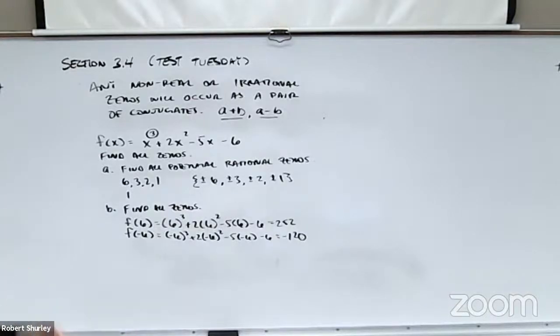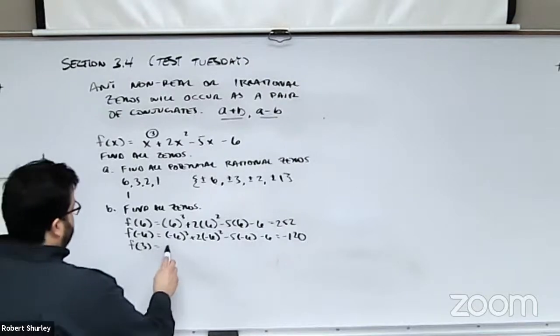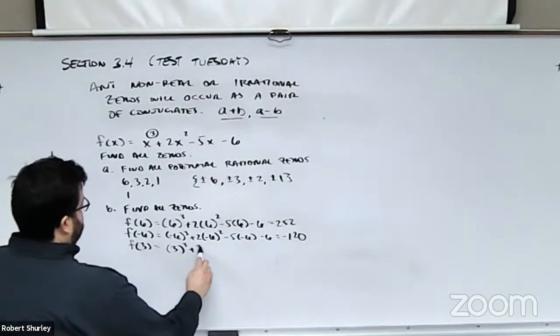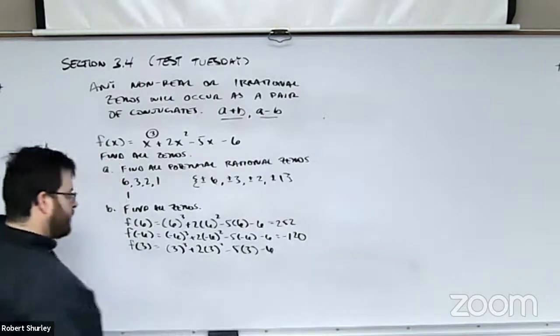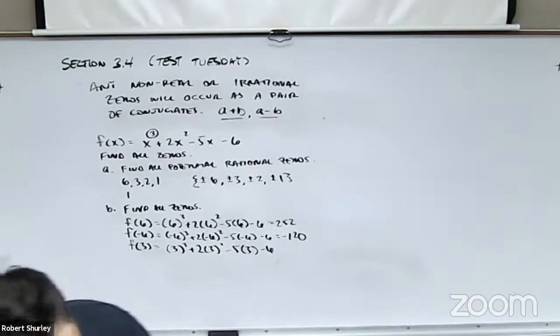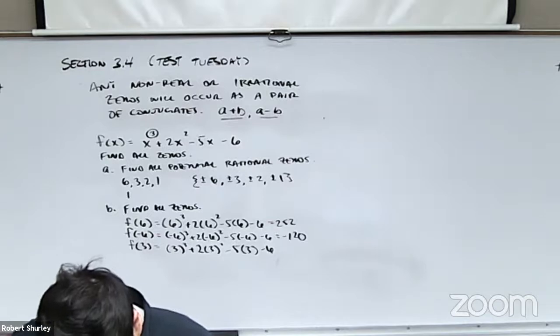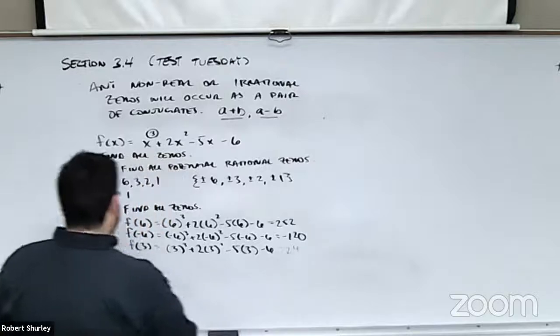So let's check out 3. We've got 3 cubed plus 2 times 3 squared minus 5 times 3 minus 6. So let's see here. 3 cubed is 27 plus 3 squared is 9 plus 18, minus 15, minus 6. Nope. I thought that was one of them. I guess I was wrong. Yeah, I'm wrong. That's 24. Okay, let's check negative 3.